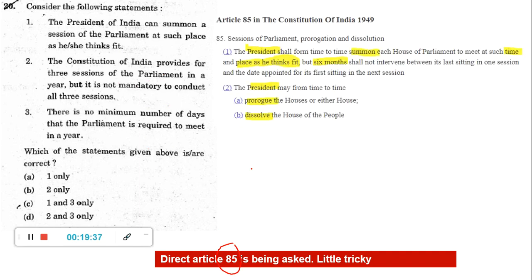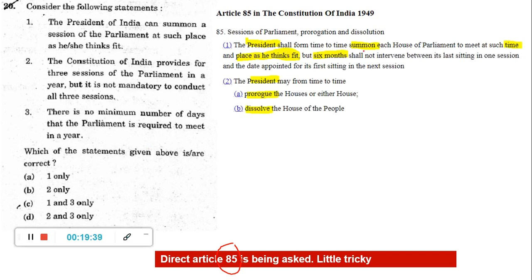If you take article 85, what it says is: the President shall from time to time summon each House of Parliament to meet at such time and place as he thinks fit.